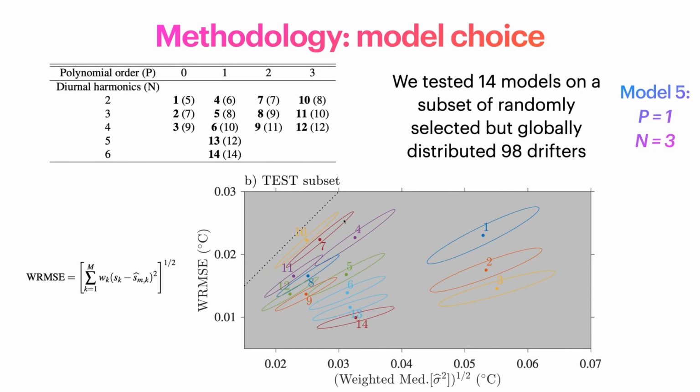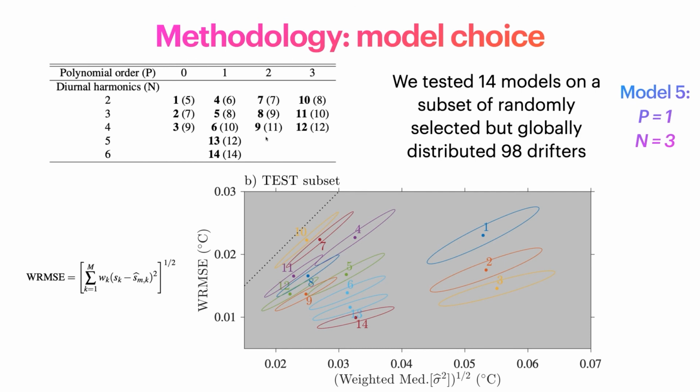However, one thing that I didn't talk about is how we're going to choose the model to apply to our data. As I said, we're going to have a polynomial of order P, and we're going to have a given number of harmonics of the diurnal frequency. So we tried a number of models, 14 different models, but we tested on a subset of the global drifter data set. So we randomly selected but globally distributed 98 different drifters, and we tried those 14 different models.